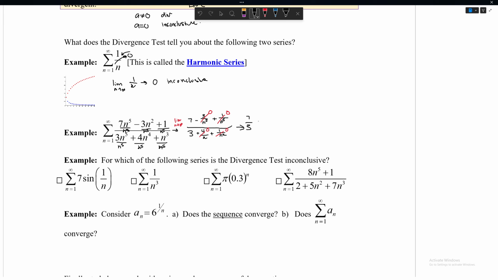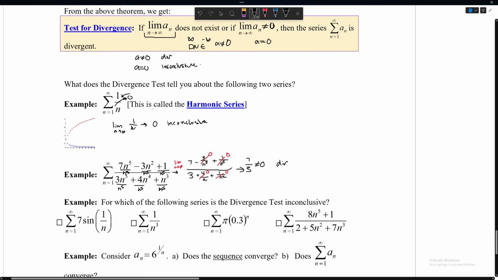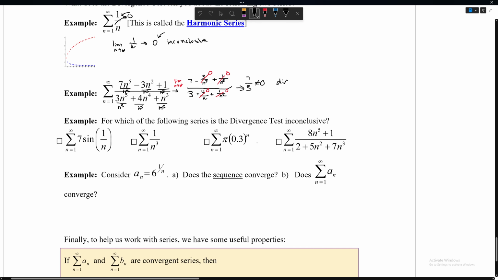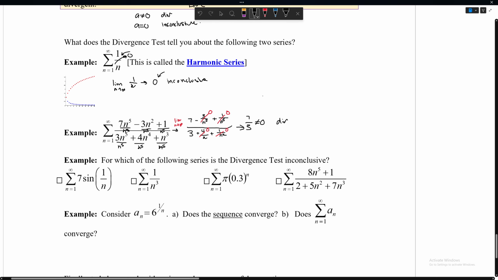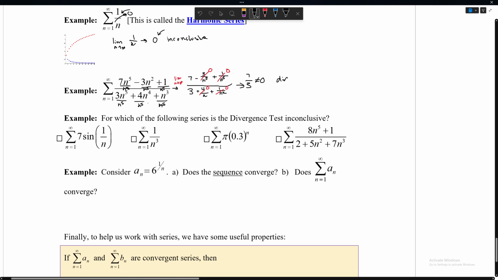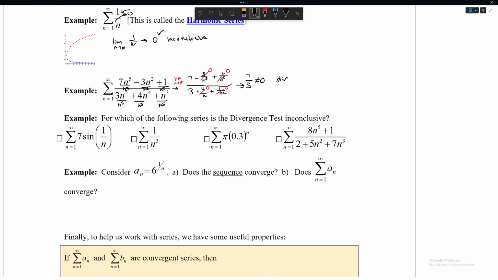And what I'll be left with is 7 over 3. And 7 over 3 is not 0. So this is divergent. Okay? Here I'll write it. This does not equal 0, so it diverges. And you see here it went to 0, it became inconclusive, but here it is not 0, so it's divergent. Alright, and so which of the following series of the divergence test is inconclusive? So we're looking for something that equals 0. Inconclusive means it equals 0.